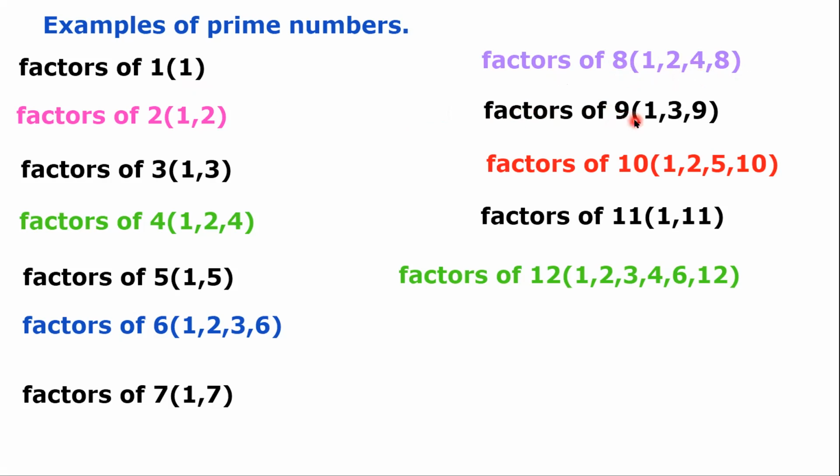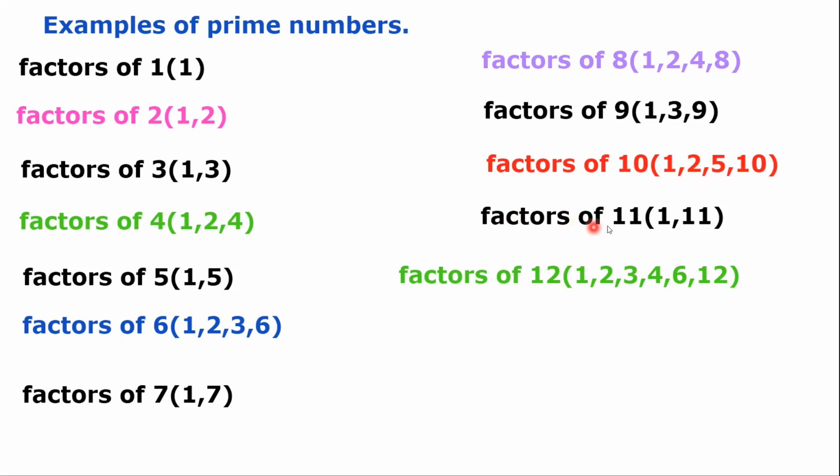Factors of 9: it has more than two factors, so 9 can never be a prime number. 9 is a composite number. Let's see the factors of 10. The factors of 10 are 1, 2, 5, and 10. These are the numbers that can divide 10 equally. Because they are more than two factors, 10 is a composite number.